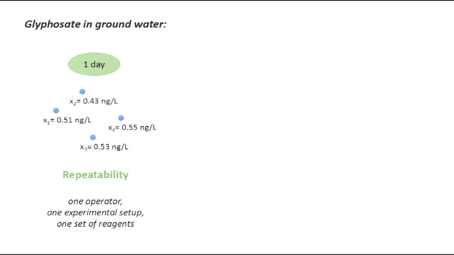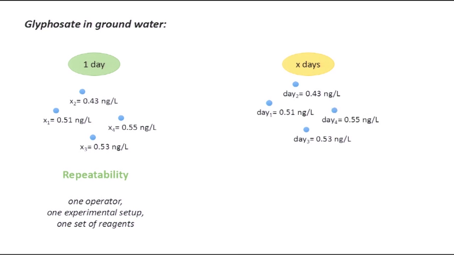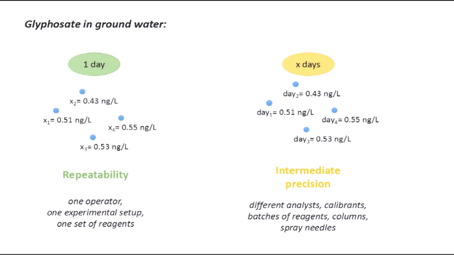The second way is to analyze those subsamples on different days. It means that we would start to vary different parameters. Maybe we would have a different analyst, maybe we would have changed the chromatographic column. We definitely would have other reference standards. And this precision is called intermediate precision. This intermediate precision is oftentimes confused with reproducibility.